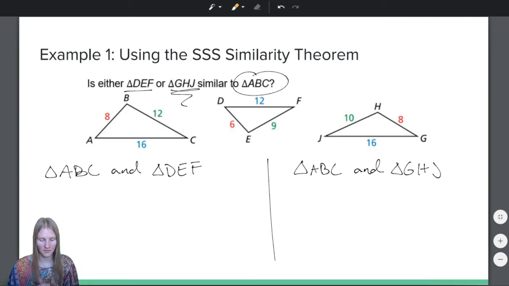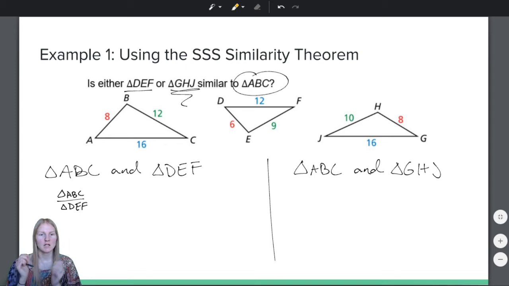So what we're going to do, I'm going to put triangle ABC on top and triangle DEF on the bottom, because remember, we have to stay consistent or we could mess things up. We need to look at the same ratios. If you flip them and all of a sudden triangle DEF is on the top, now we're not talking about the same proportion or the same ratio.